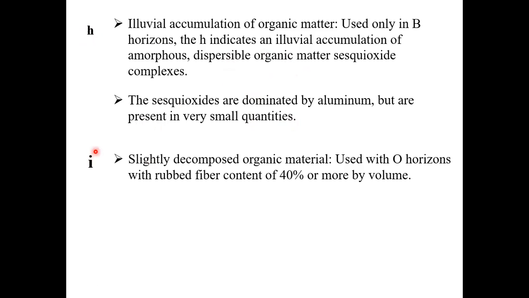If I go for I, it means it is completely decomposed. Students, you should not be confused. Previously we discussed slightly decomposed and intermediately decomposed, but here I means completely decomposed. So if I mention OI for any particular horizon, you can say that it is completely decomposed material. Mostly we can say the organic fiber content is only about 40%. This is the explanation for H, and this is the explanation for I.